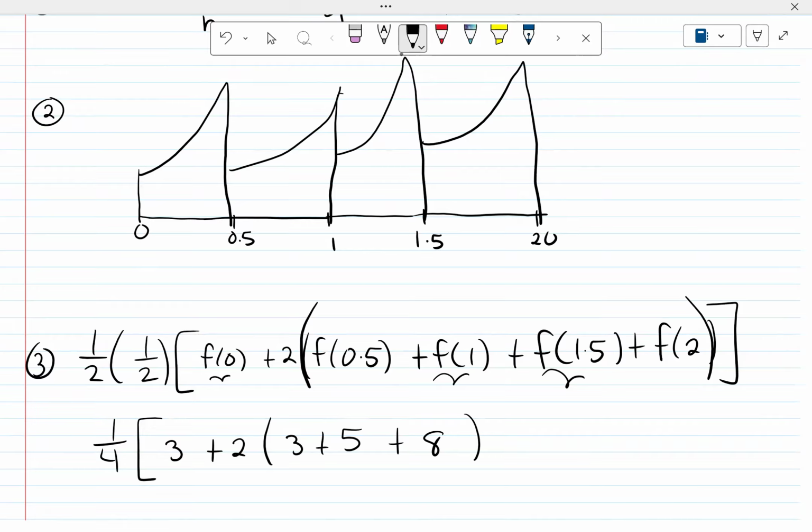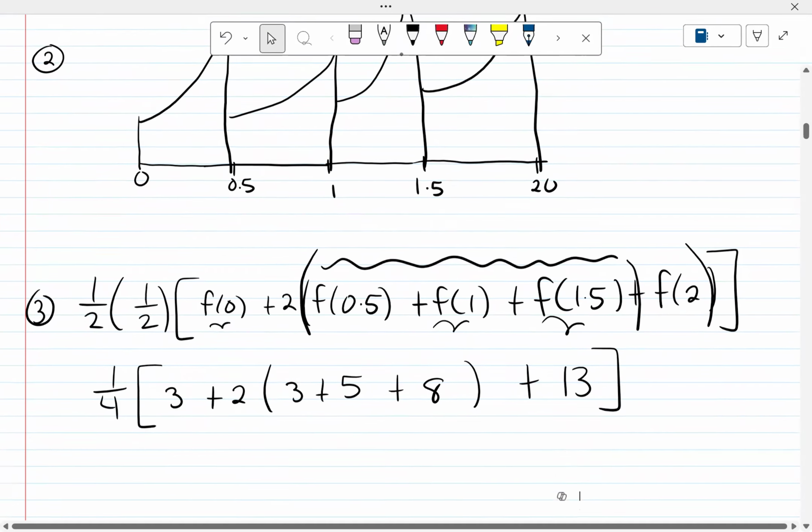Then, oh, sorry, this f of 2 is not in this. It's f of 0 plus 2 times the bracket of this whole thing, and then this is not part of it. So you've got to figure out what f of 2 individually is. f of 2 is 13. Then close it with the bracket, right?